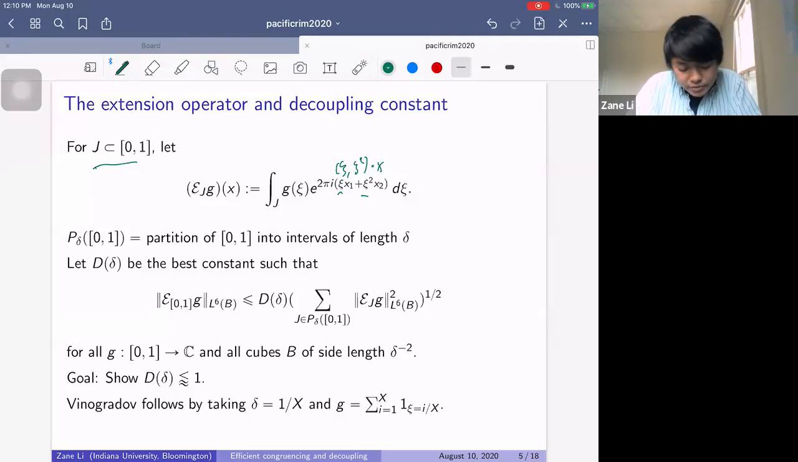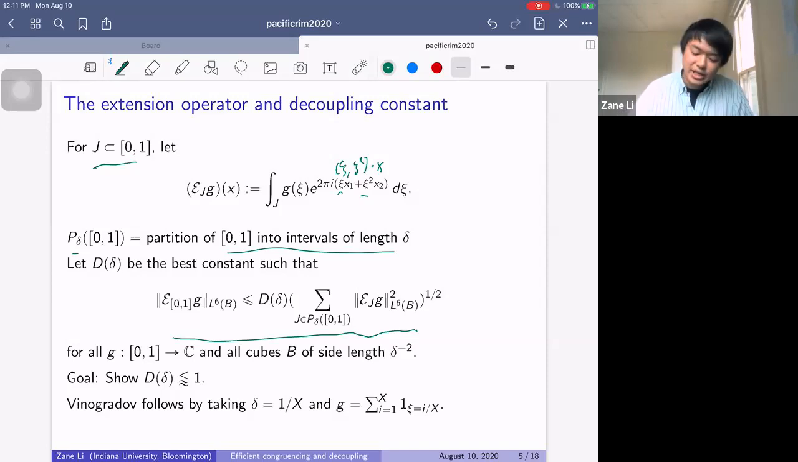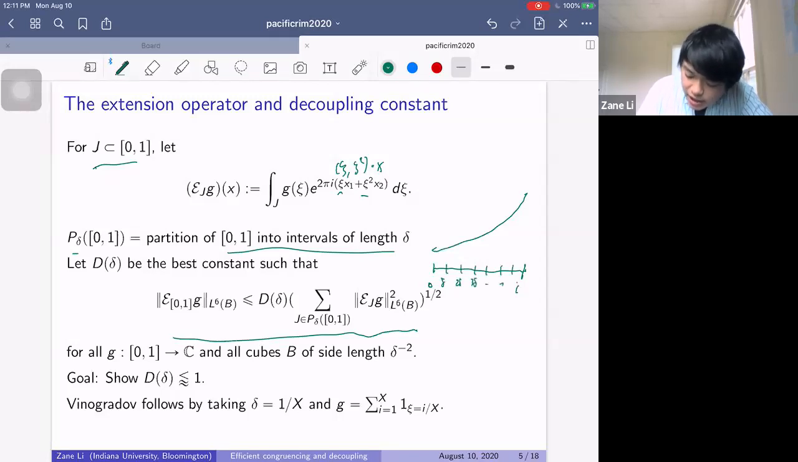So notation. We need to introduce the decoupling constant. So P of delta is the partition of 0, 1 into intervals of length delta. And D of delta will be the best constant that I can put into this inequality over here. I'm just going to verbally describe what this inequality says and what D of delta measures. So I have the interval 0, 1, and I have the parabola above 0, 1. I'm going to partition 0, 1 into intervals of size delta, so delta, 2 delta, 3 delta, and so on. And then that lifts to pieces of the parabola that are these pieces.